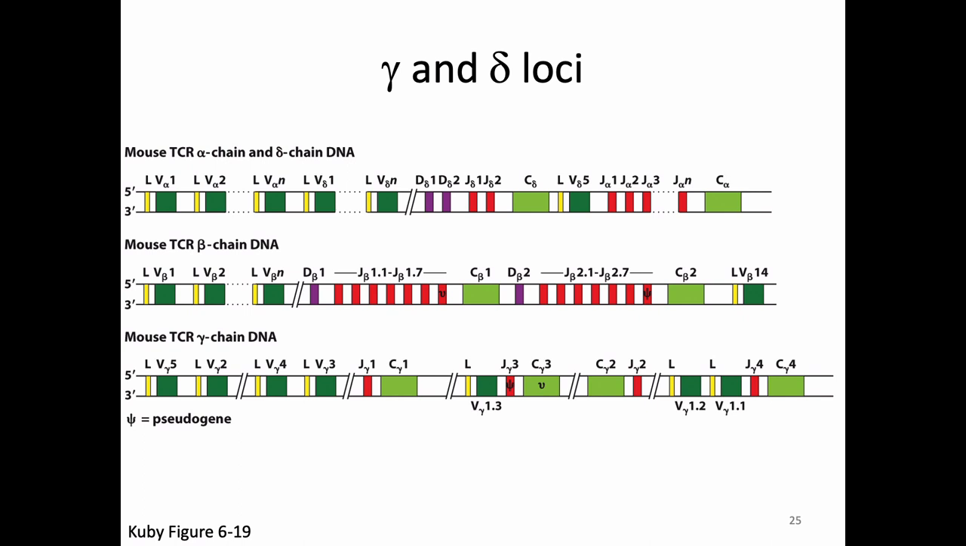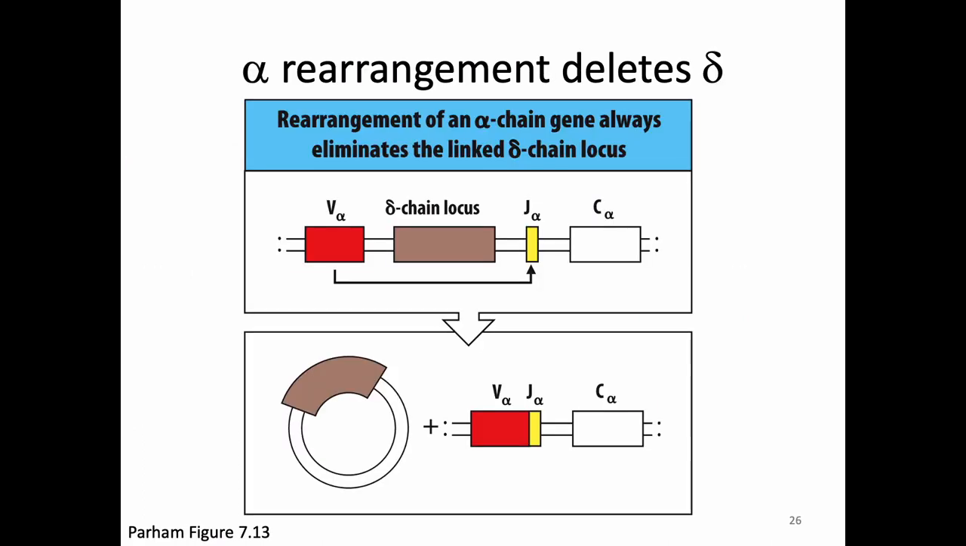Yeah. So if you are ever going to rearrange alpha, you have to delete the entire delta locus. And so rearranging alpha means delta is no longer a choice. And you can see that here as well. The entire delta locus is between all of the V alphas and the J alphas. So if you ever make an alpha chain, you have deleted all of delta, and so delta is no longer a choice.